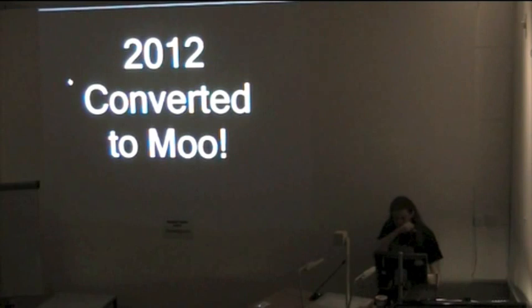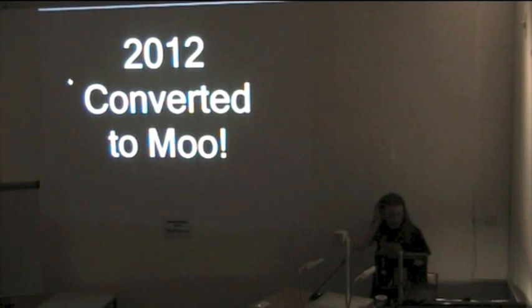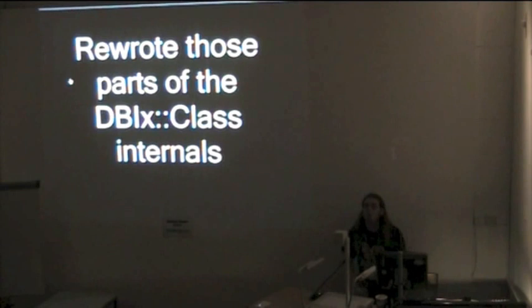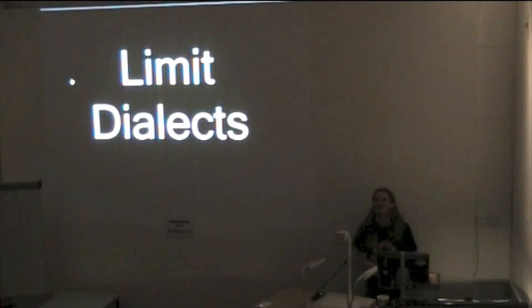So, 2012, I went, hang on a minute, why am I writing OO by hand here? And switched it over to Moo, which had stabilised somewhat by that point. And that really did help. Because suddenly I could write Perl 5 from later than 1999. So, back to that fundamental problem. I've rewritten most of those parts of the DBIx::Class internals. Allow me to show you some of the stuff that we had to do.